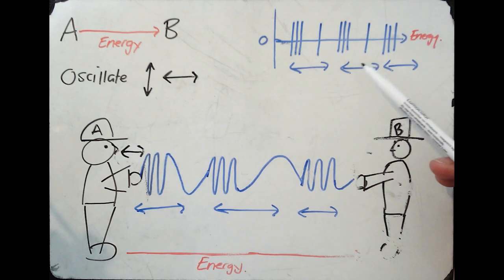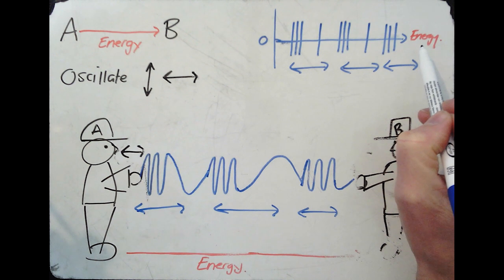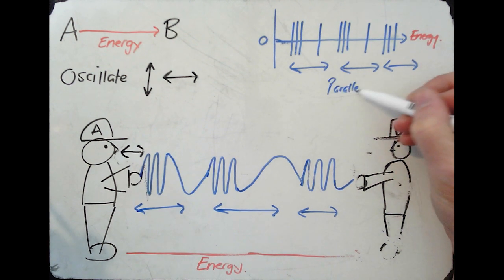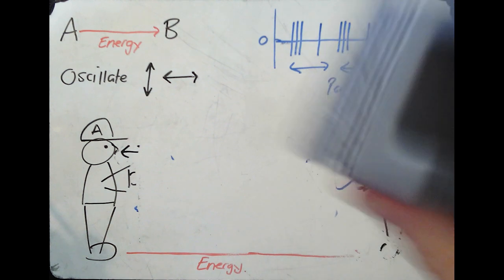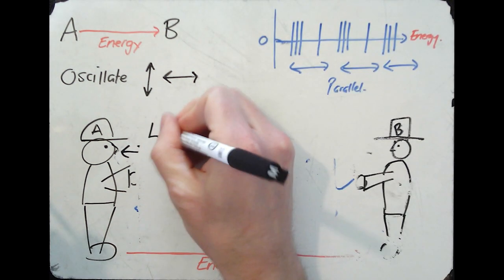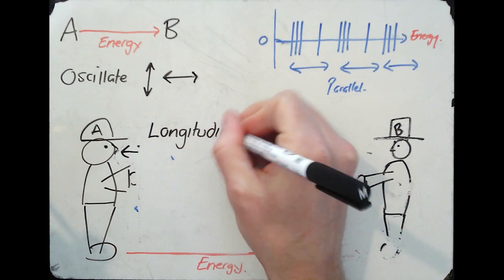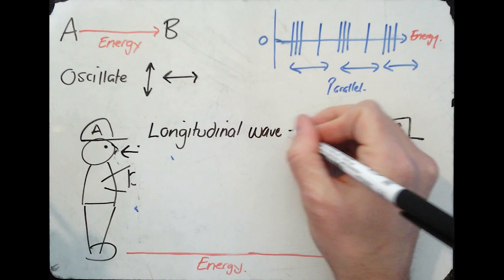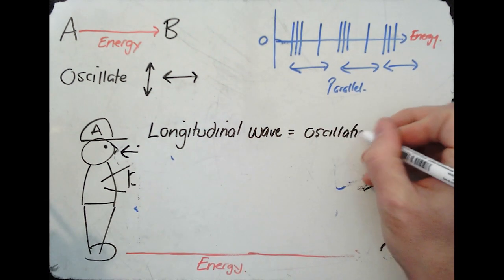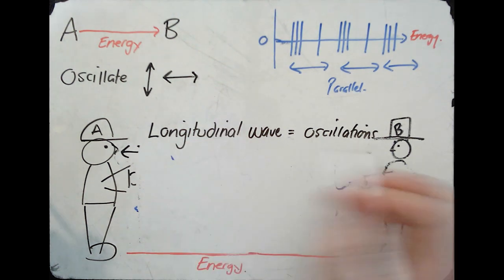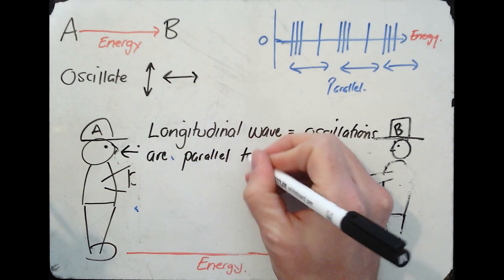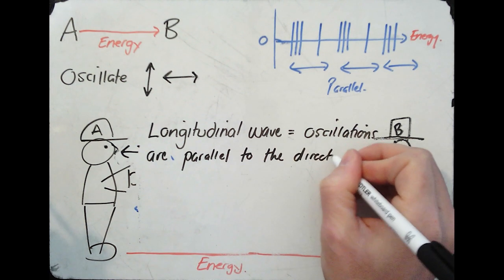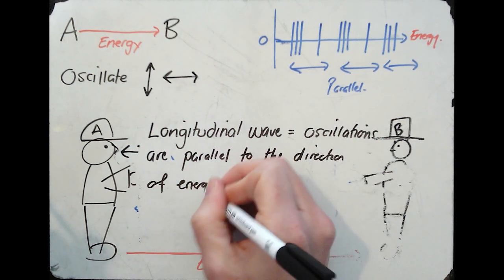In this type of wave, this is the longitudinal wave, the oscillations are actually going in the same direction as the energy transfer. So we say that they are parallel. So let's bring a definition for this type of wave. And we'll write it here. So in a longitudinal wave, the oscillations are parallel, so in the same direction to the direction of energy transfer.